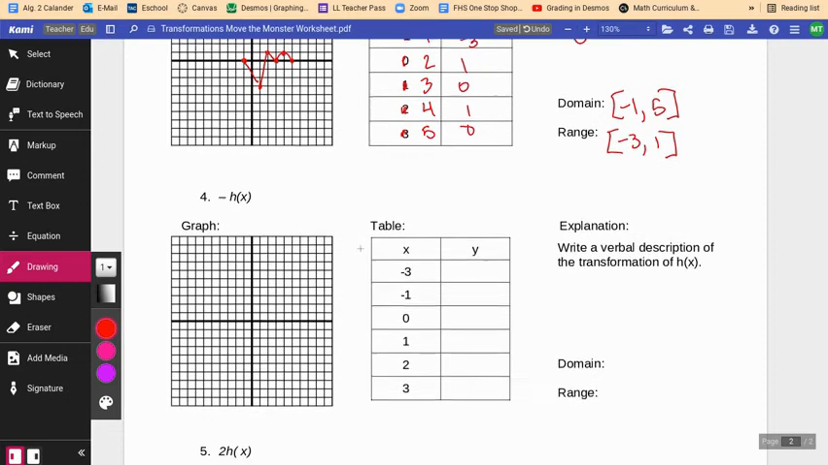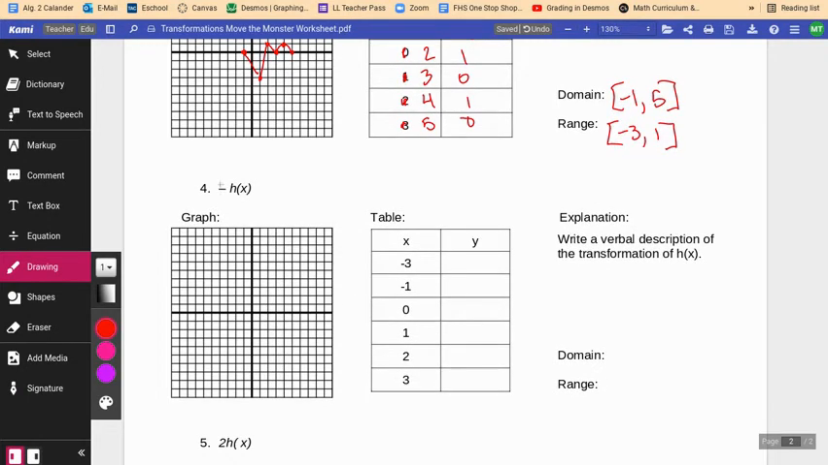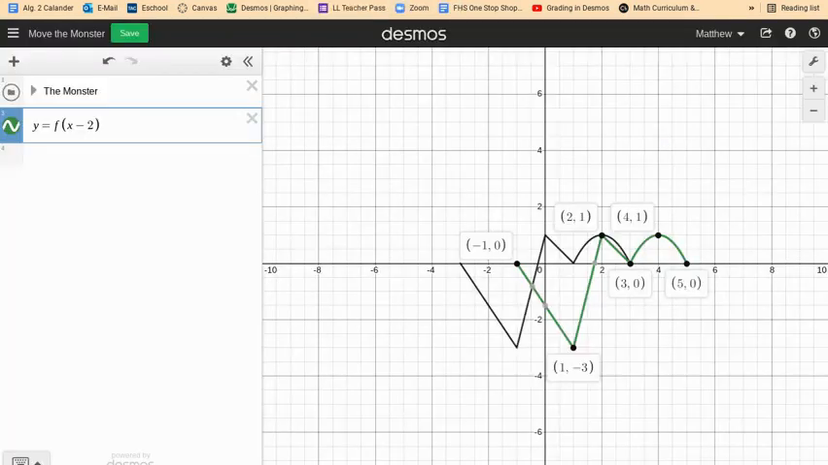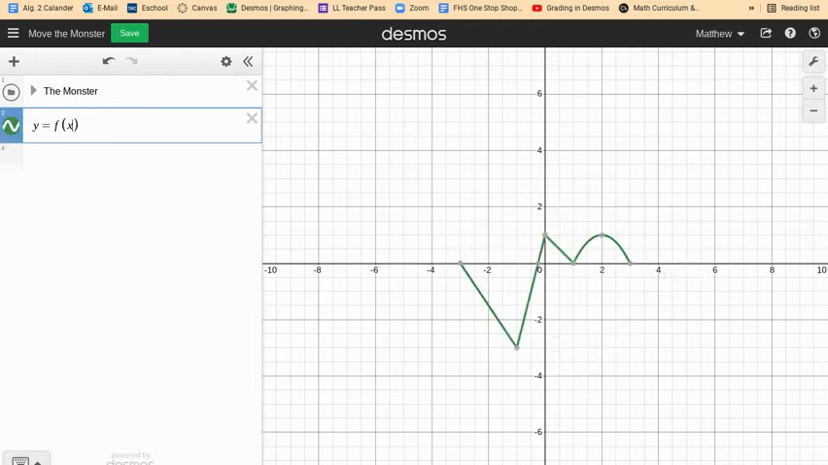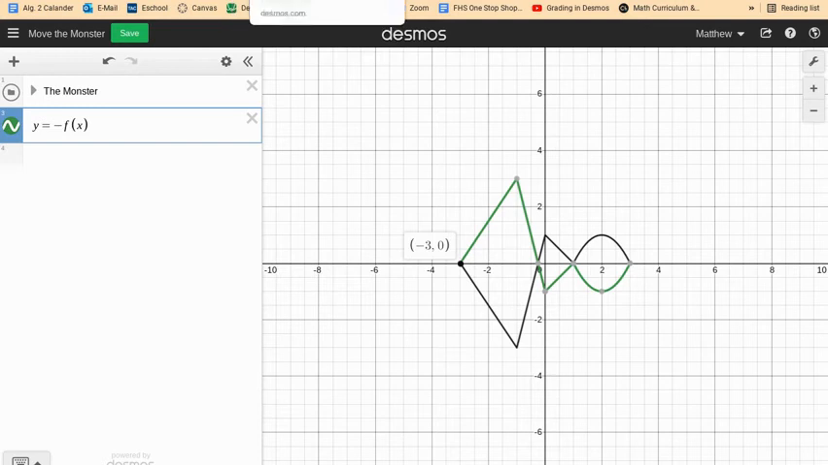Okay. Then they want us to change this. They want us to put a negative out in front. So let's go ahead and erase the minus 2. Let's go to the front of F, and we put a negative. And so look what happened. I'm going to kind of toggle in between this. Here's our black, our original monster. And then now you can see it's a reflection over the x-axis. Okay, so now it's a reflection over the x-axis.